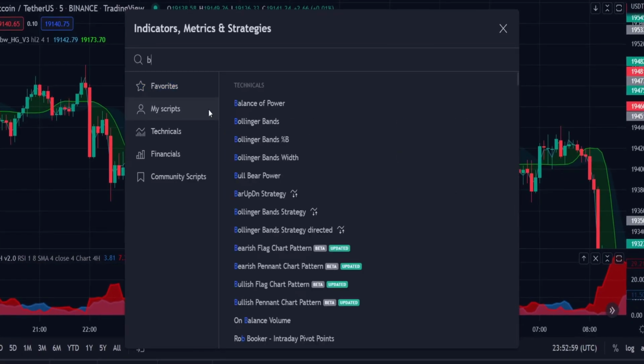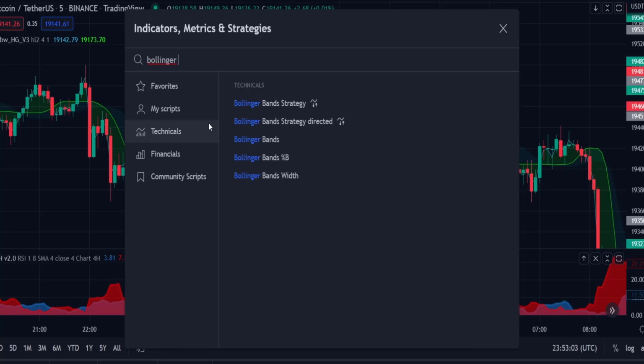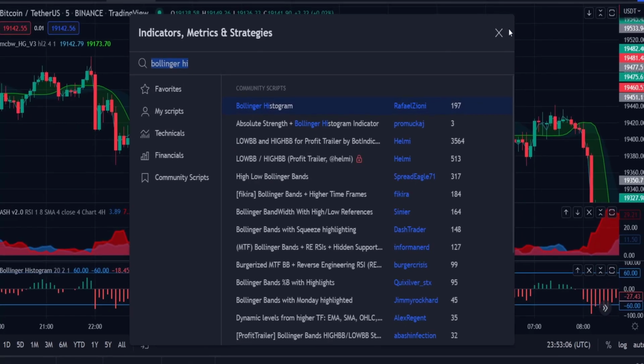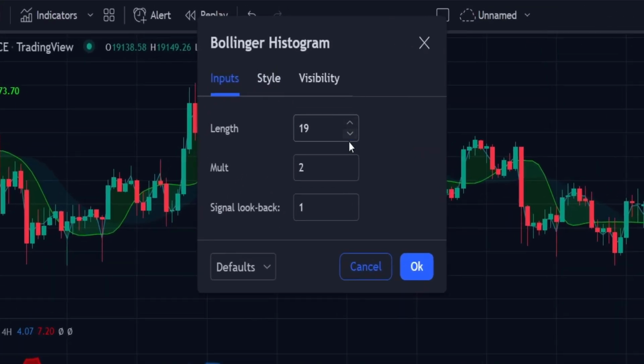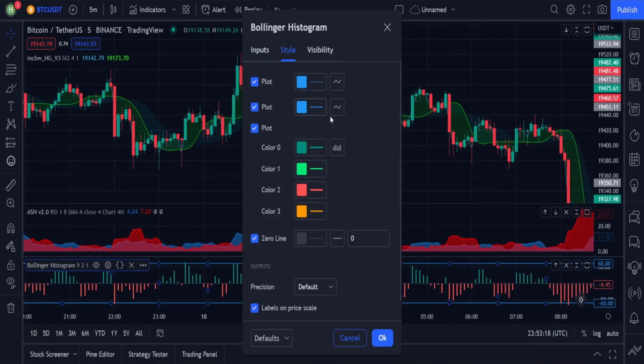Now we'll add the third indicator. This indicator is called the Bollinger Histogram. Let's also access its settings, and in input section, let's change the length to 9. Alright, now the setup is ready, so let's understand the trading rules.